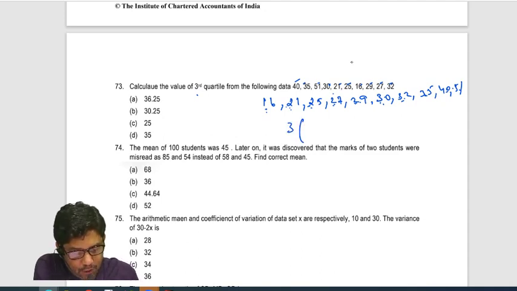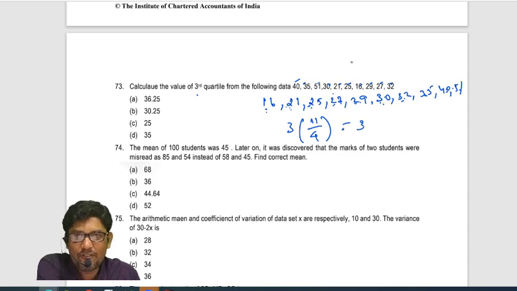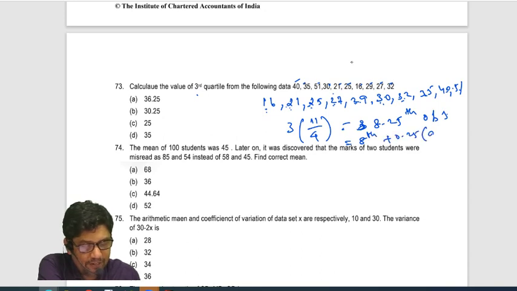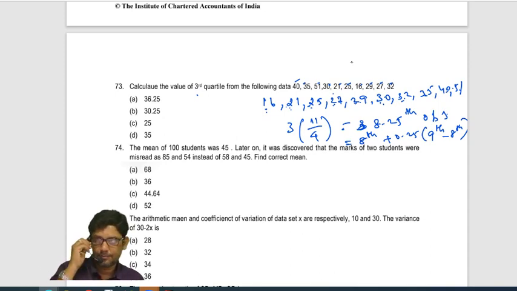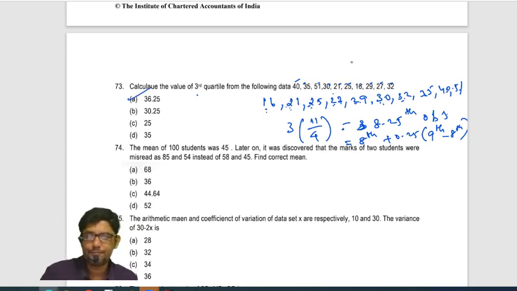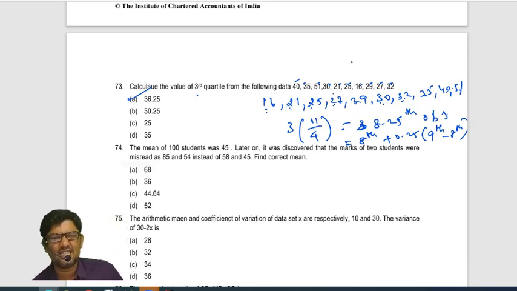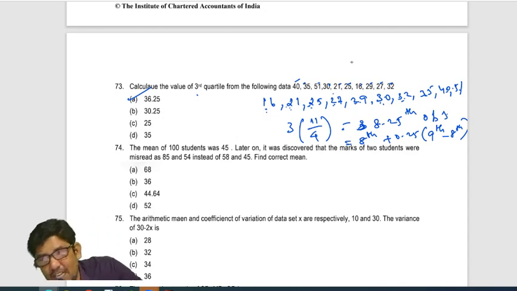Third quartile. 3 into 11 by 4th observation. So 3 into 11 by 4 is what? 8.25. 8.25th observation. Am I right? So which is nothing but 8th observation plus 0.25 into 9th minus 8th. Tell me what you are getting. Is it 36.25? Because Dinesh has given me the answer. This is what you know. The flow will get affected if these types of sums come. Next step.